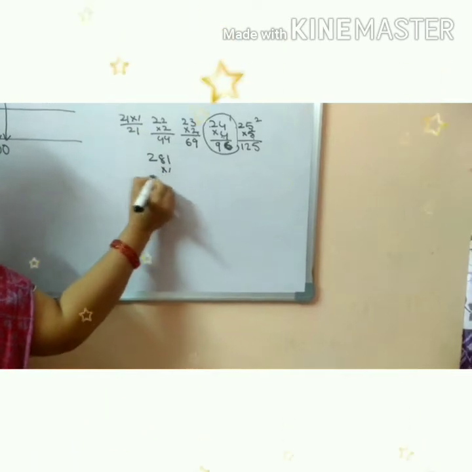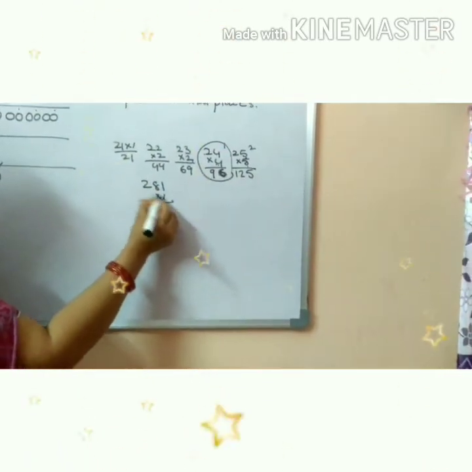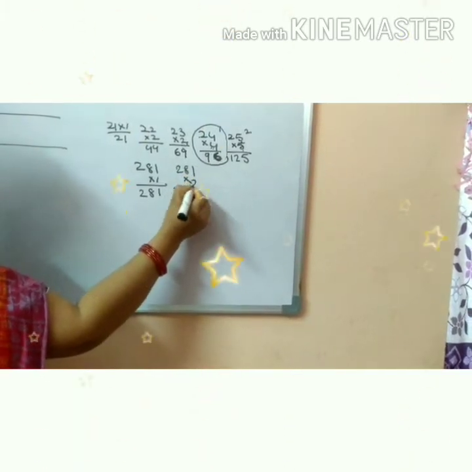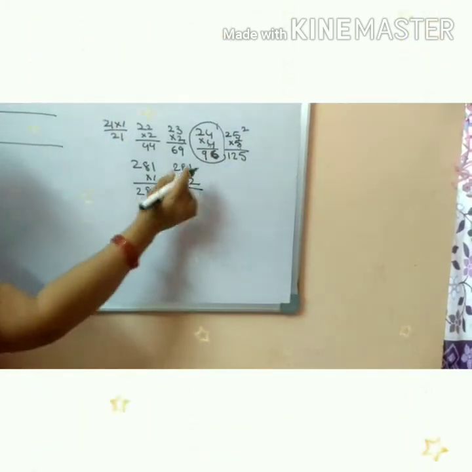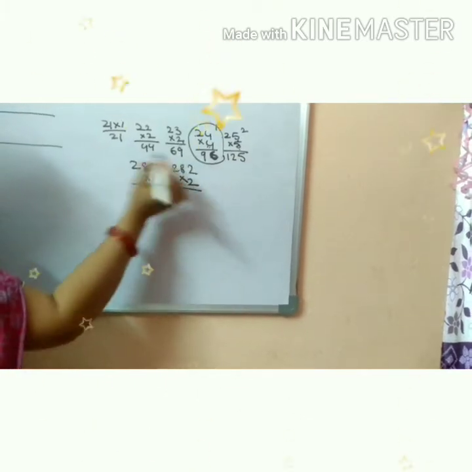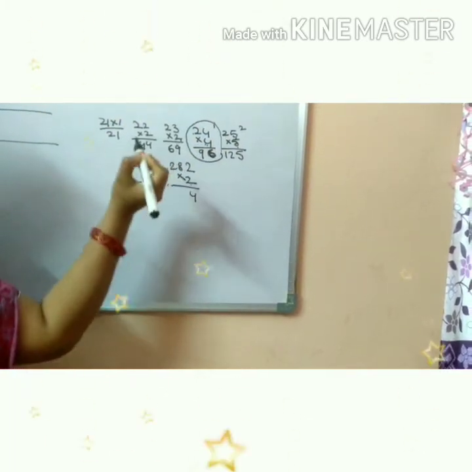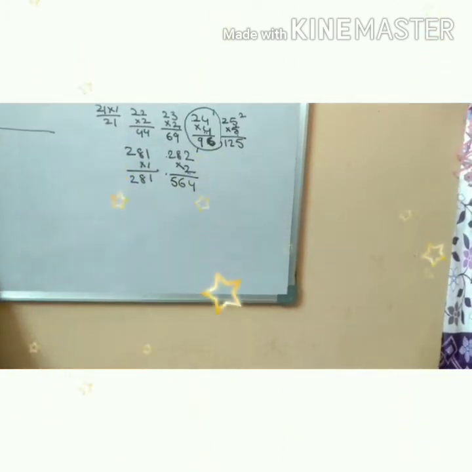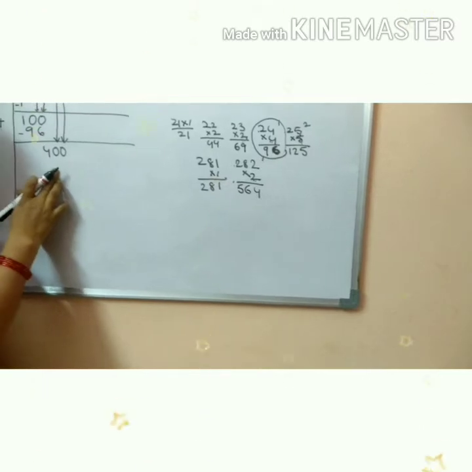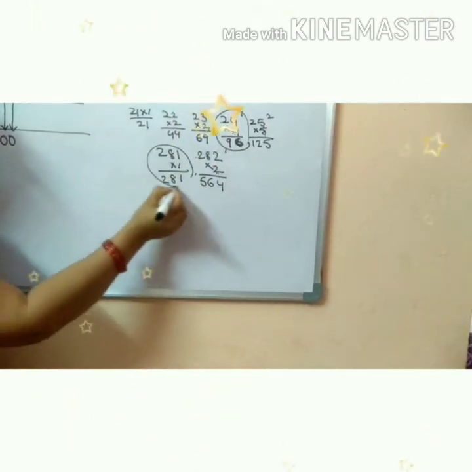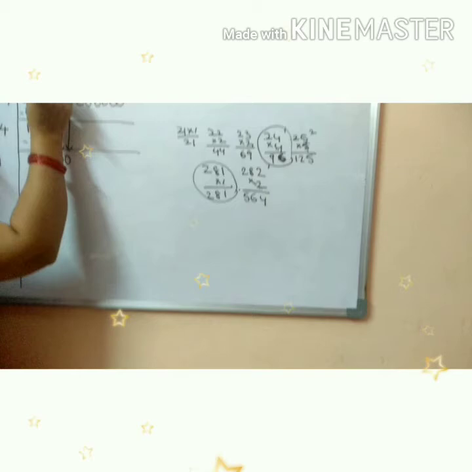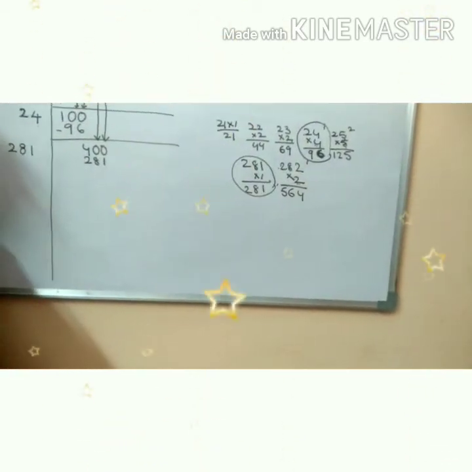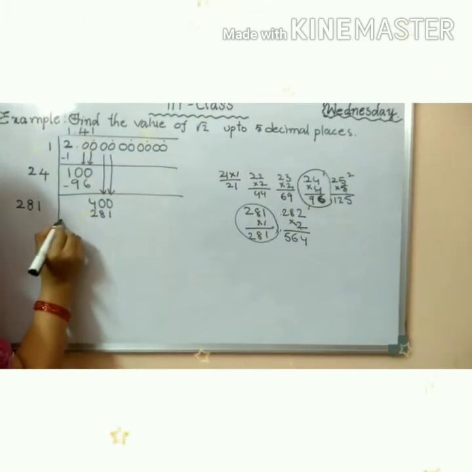281 into 1. It means 1 1s are 1, 1 8s are 8, 1 2s are 2. Okay. Next, 281 into 2. So here 282. 2 2s are 4, 2 8s are 16, and 2 2s are 4 plus 1, 564. It is more than 400. So which is the nearest number? 281. So we should write here 1 into 281. So here write the 281. Okay, it is clear.